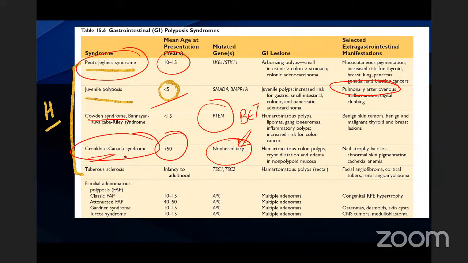And again, these patients work in the sun, so they will have nail atrophy, and because they keep working in the sun, the skin becomes hyperpigmented. So they have hyperpigmented skin and nail atrophy.